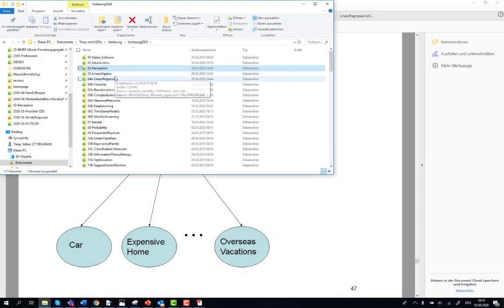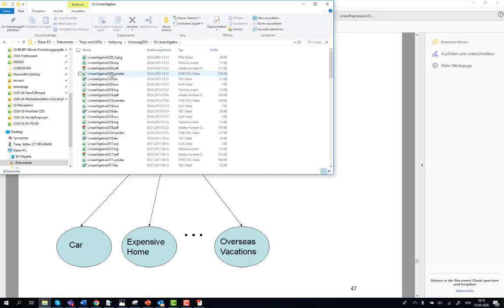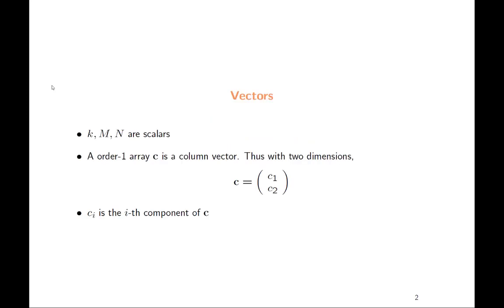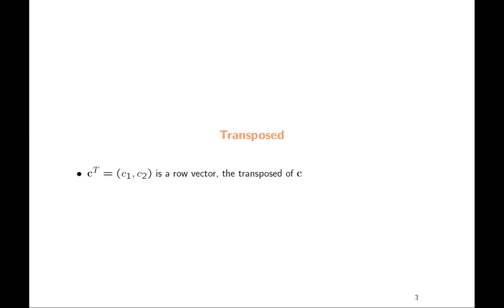So then we looked at a review of linear algebra, and hopefully it was a review for you guys. If not, you can find it in any textbook on linear algebra. So vectors are typically column vectors, just an ordered set of numbers. The transpose is the row vector.